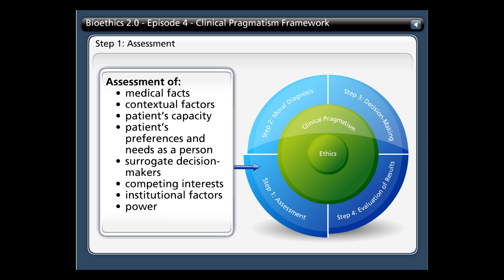The first step of the Clinical Pragmatism Framework is assessment. This includes assessment of medical facts of the situation and what contextual factors exist in a particular case, whether the patient has the capacity for decision-making, what the patient's preferences are, and what the patient's needs are as a person. In addition, this includes assessment of who the surrogate decision-makers are when a patient lacks capacity, whether there are any competing interests, what institutional factors might be in play in a particular place, and the very important component of power.